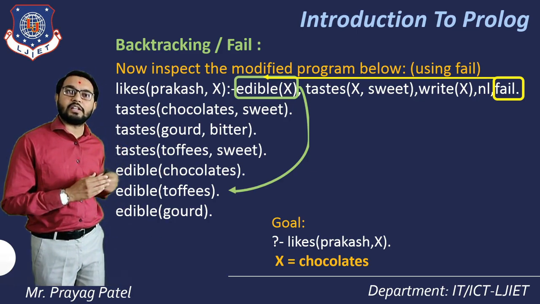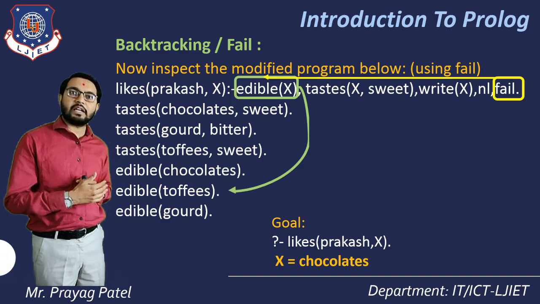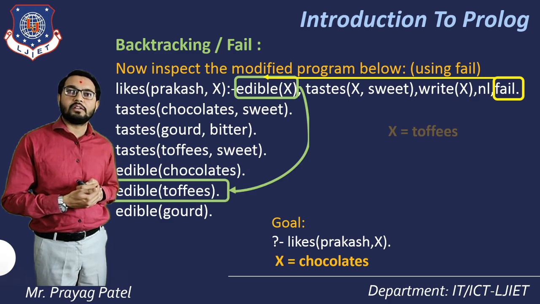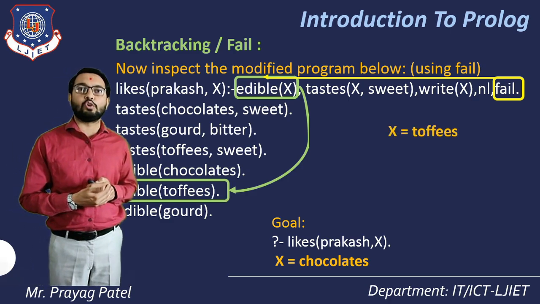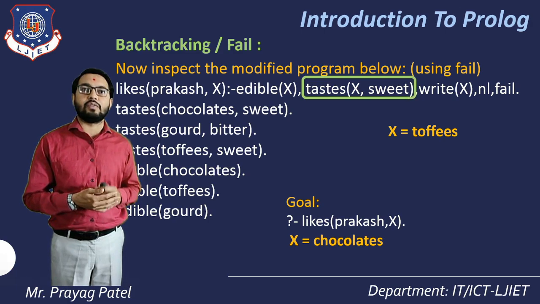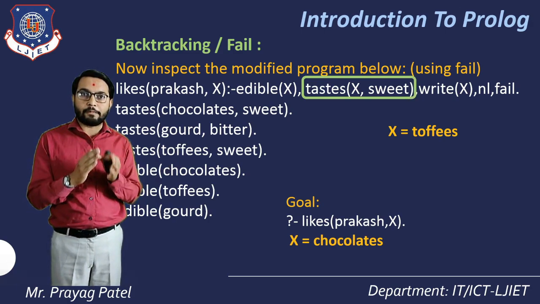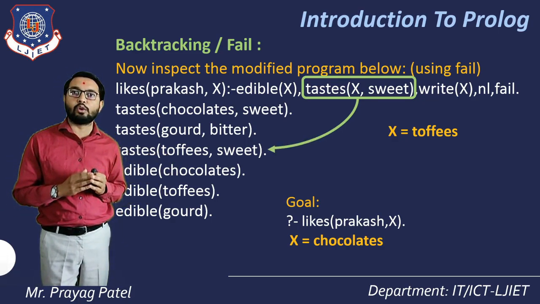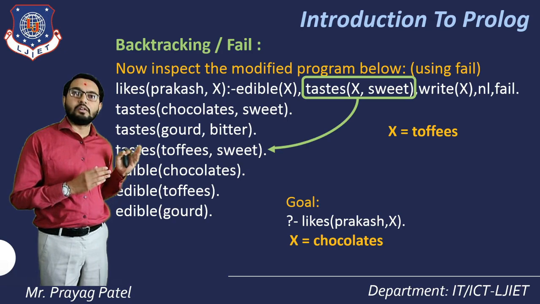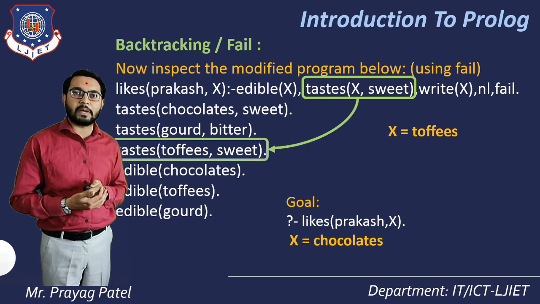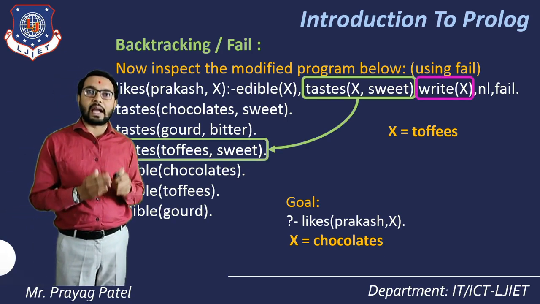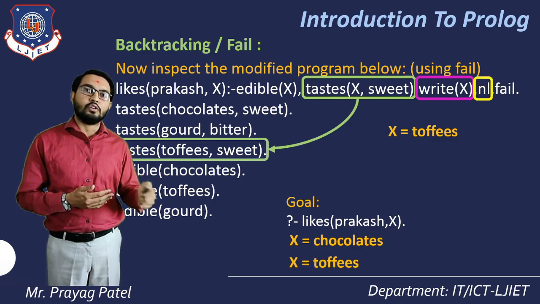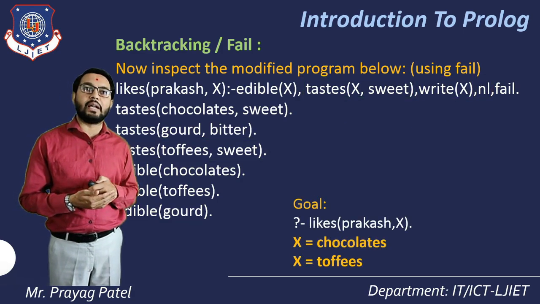We already considered the first as edible chocolate. Now the next is edible toffee. So check for toffee. Now the next command is taste. The value of x is equal to toffee. Now check taste x sweet. So toffee taste sweet. Check this command and check the fact according to toffee. The third statement is toffee taste sweet. Is this statement satisfied? Yes. Then we write x. So write x equal to toffee. Now next is new line. So move to the next line and the next command is the fail command.